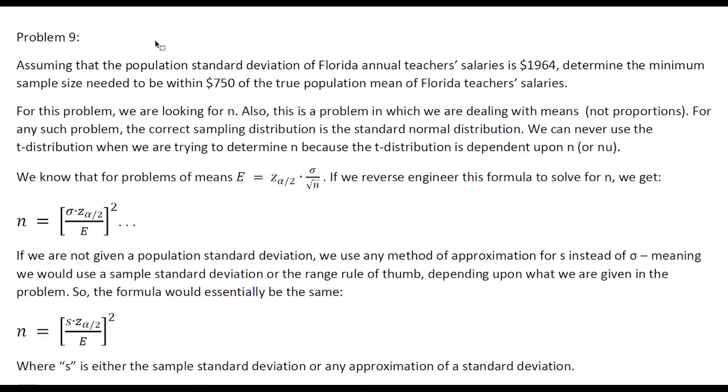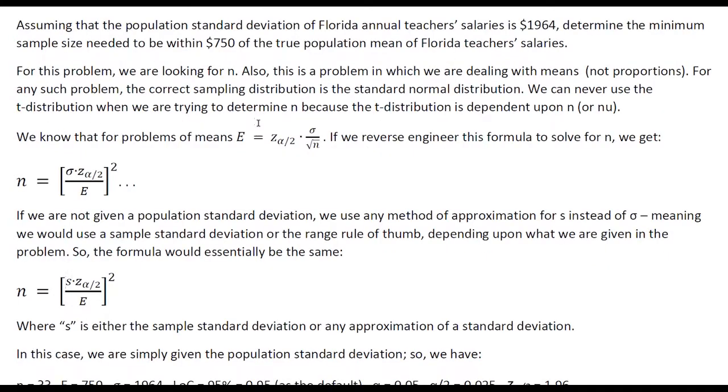So here's the problem. Assuming that the population standard deviation for Florida annual teachers' salaries is 1,964, determine the minimum sample size needed to be within $750 of the true population mean of Florida's teachers' salaries.